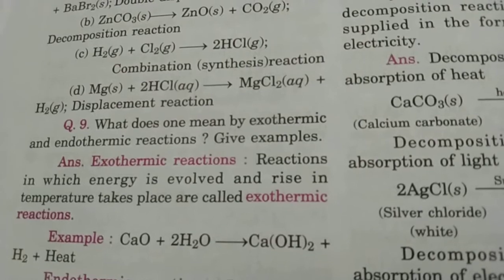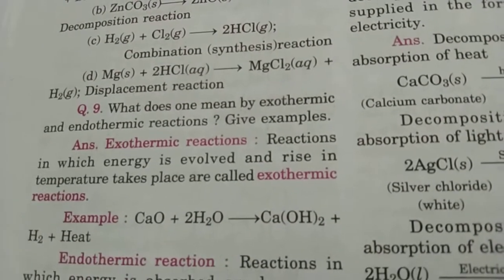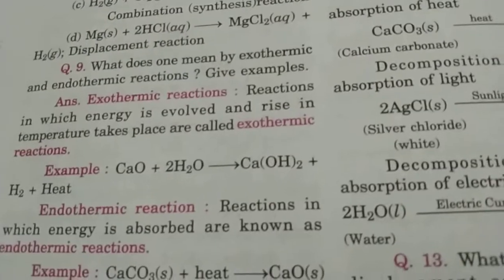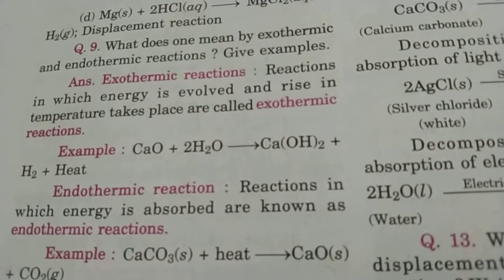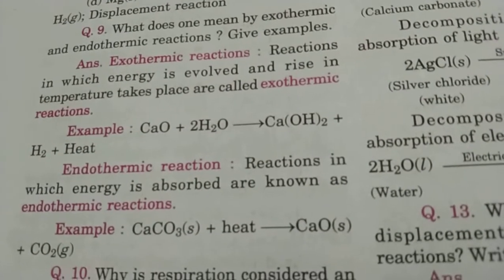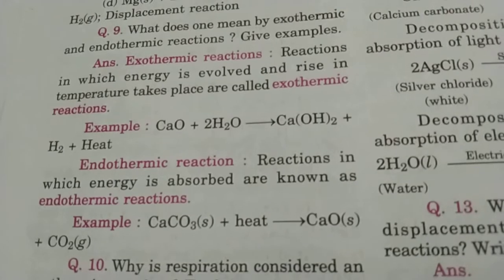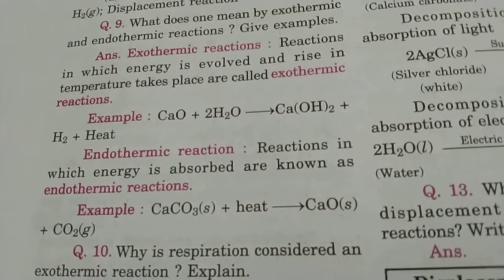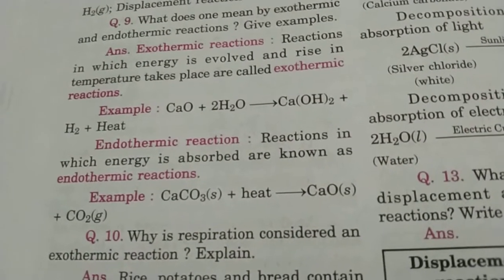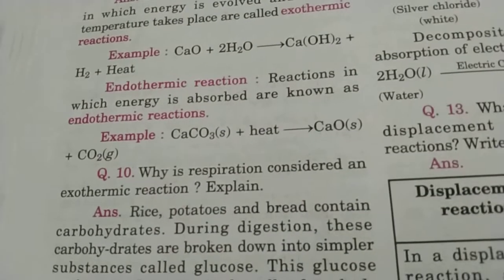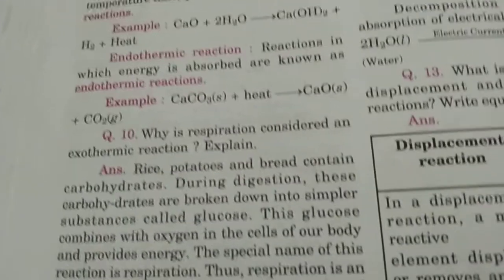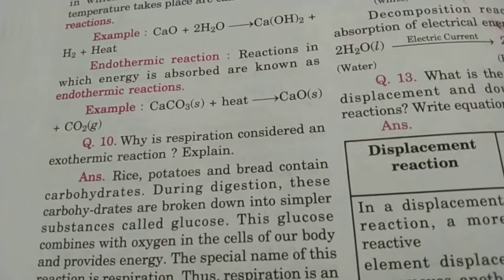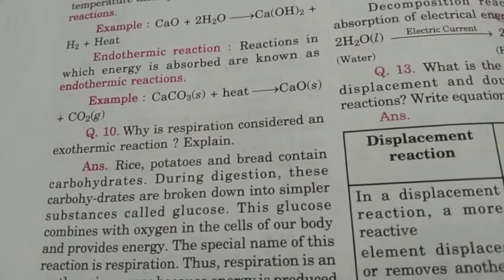What do we mean by exothermic and endothermic reactions? Give an example. Exothermic reactions: reactions in which energy is evolved and a rise in temperature takes place are called exothermic reactions. Calcium oxide plus water gives calcium hydroxide plus heat. Endothermic reactions: reactions in which energy is absorbed are known as endothermic reactions. Calcium carbonate plus heat gives calcium oxide plus CO2.